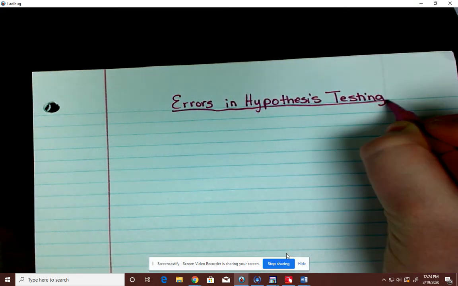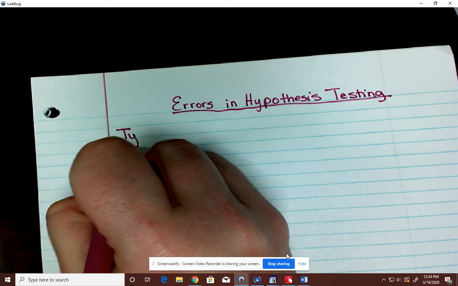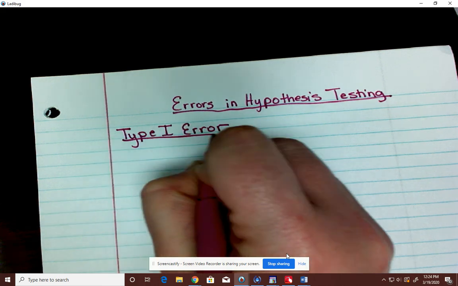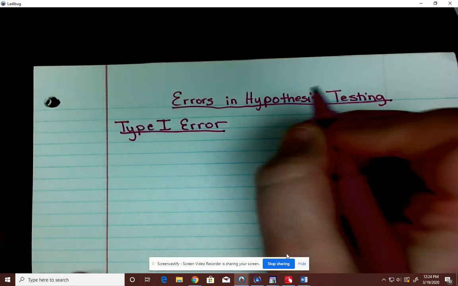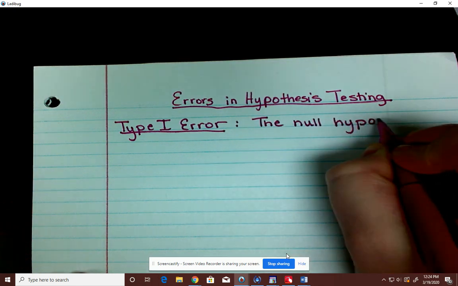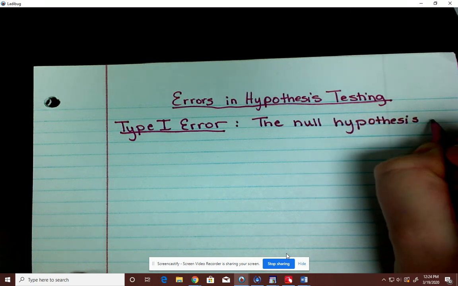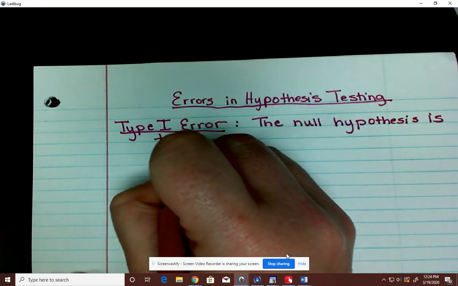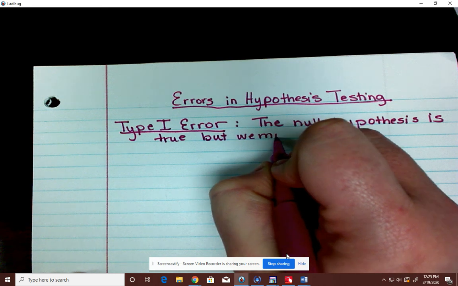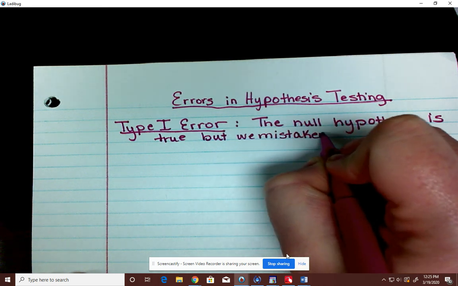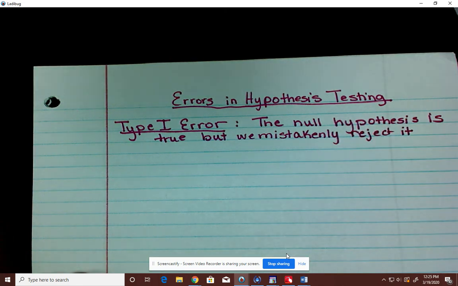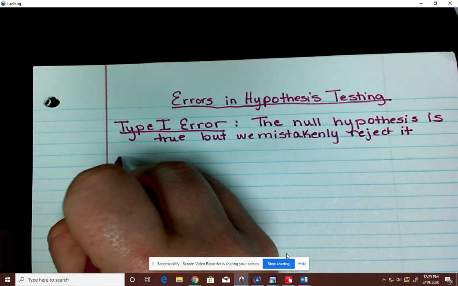And there are two types of errors that can be made. The first is what we call a type 1 error. And so in a type 1 error, the null hypothesis is actually true, but our mistake is that we reject it. Sometimes this is called a false positive.